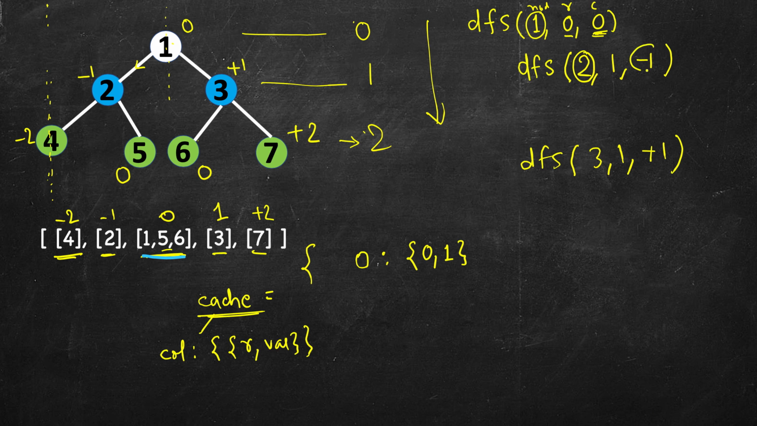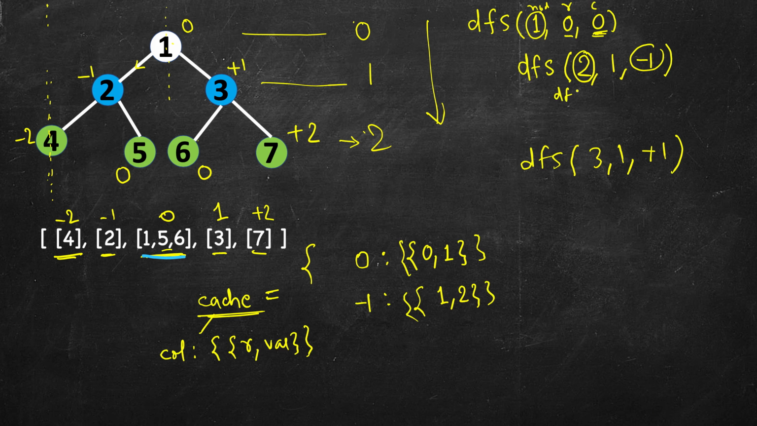So here in DFS, what we will do, we will compare this column whether this is present in cache or not. If it's present, we will just append this value, current node's value, into it along with row number. If it's not present, we insert a new key and one element here. So for this call, minus 1 is not present, so we insert minus 1, and its row number is 1 and value is 2.